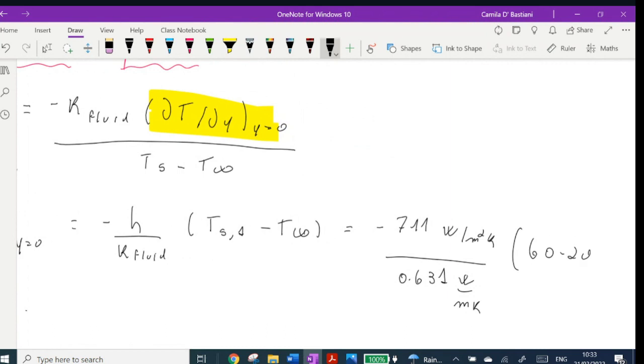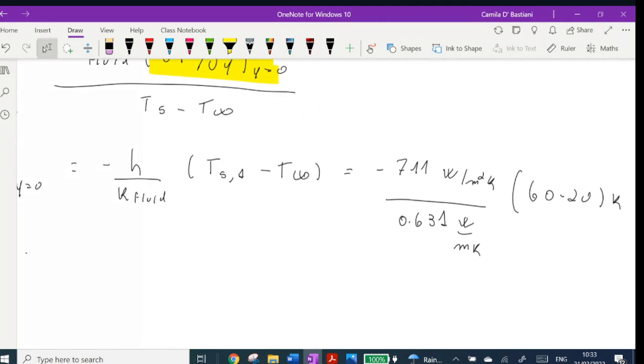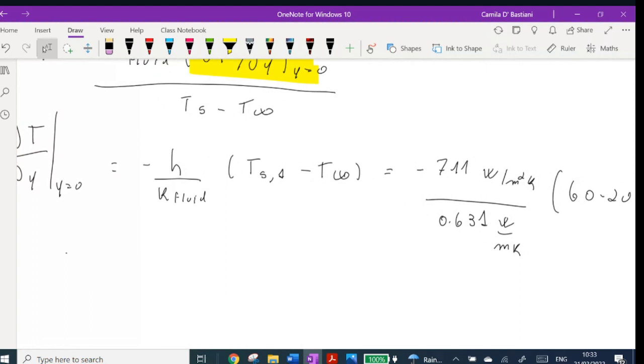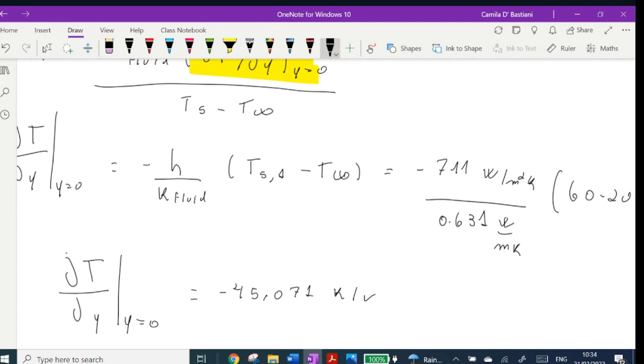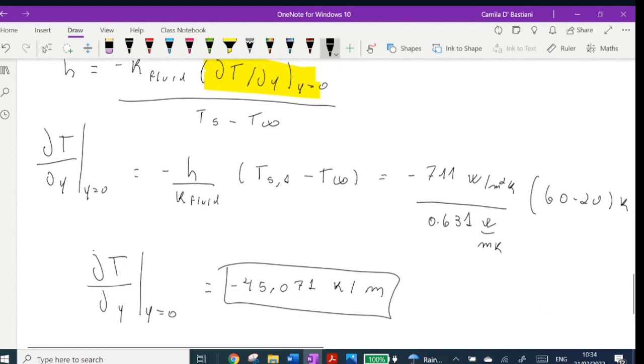60 minus 20 Kelvin or degrees Celsius, either one, in this case it's a temperature difference. So my temperature gradient at the surface, y equal to 0, is going to be minus 45,071 Kelvin per meter. Okay. Any questions on this one?